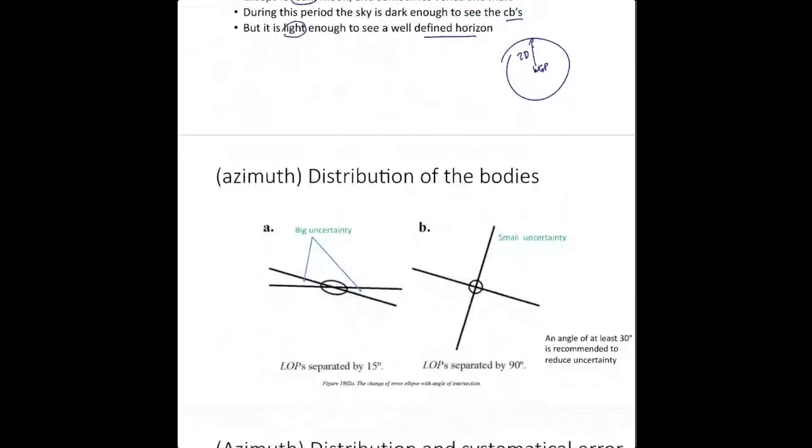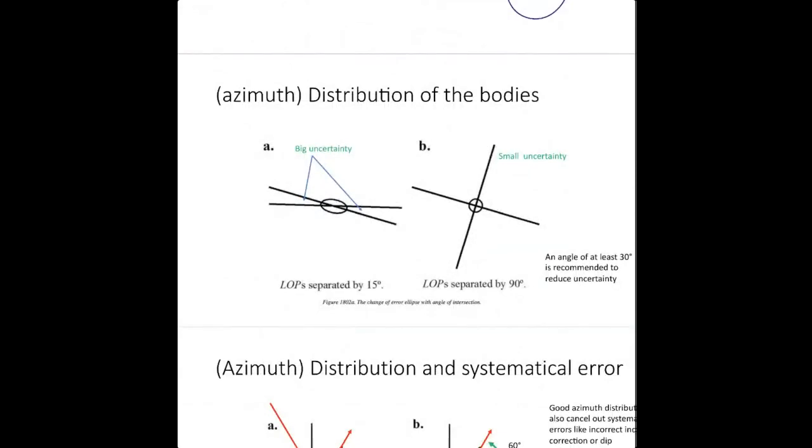Another thing to consider is the distribution of the bodies. I already told you that it's best to have a range of at least 180 degrees, which means you should have a distribution of at least 60 degrees between every true bearing. If the lines of position are separated by only 15 degrees, you have much more uncertainty than, for example, when they are separated by 90 degrees.